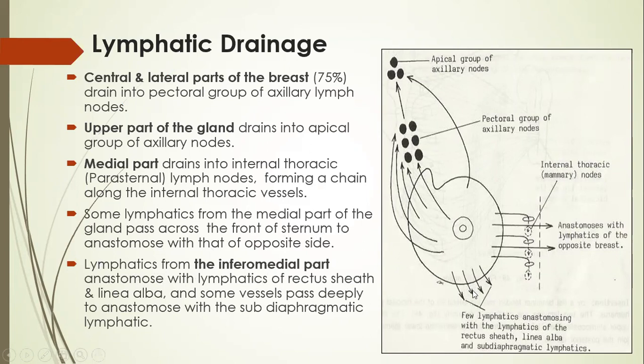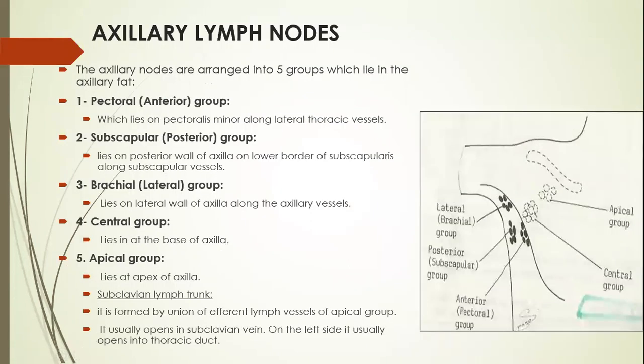So the inferior part can go to the rectus sheath and linea alba, and pass deep to anastomose with the subdiaphragmatic lymphatics. So they can cross to the abdomen and infiltrate the abdomen. So you can see how dangerous it can be if there is carcinoma. It can infiltrate the opposite side, it can go to the abdomen, it can go to the apical part, and it can even go to the backbone.